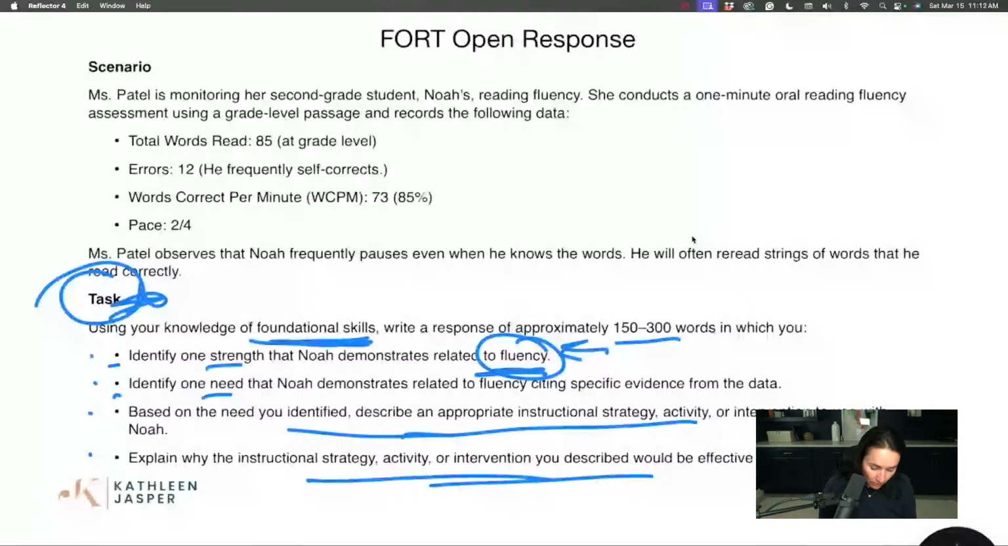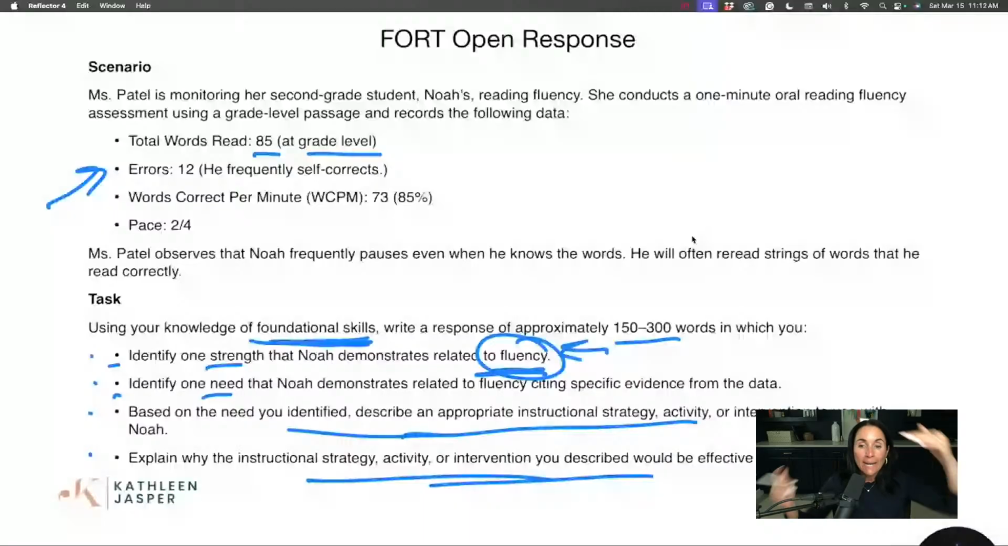All right, let's, again, continuing to work backwards. I like to read the bullets because it's easier to read. Let's go here. Total words read, 85. Okay. They're at grade level in terms of total words read. And you might have a whole picture. There might be a chart. It doesn't matter. They're giving you all this stuff. You really just need to know what strategy you're going to use. Errors 12, and it says he frequently self-corrects. So even though we had a lot of errors, he frequently self-corrects. That's a strength, knowing that I messed up.